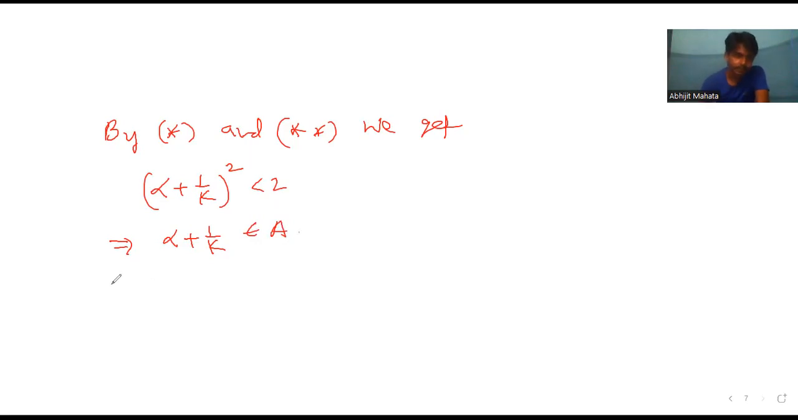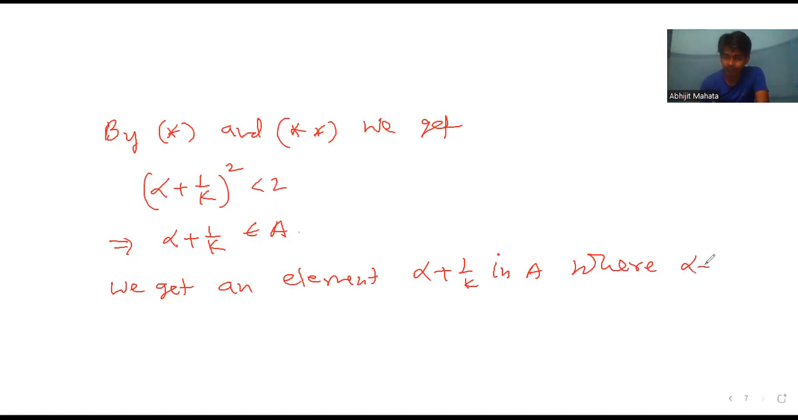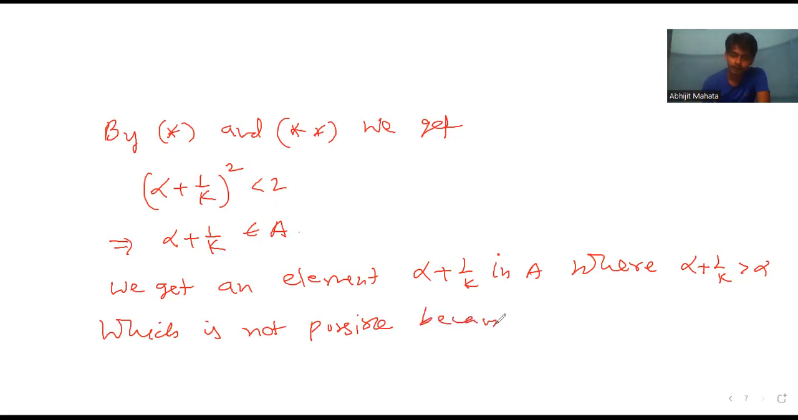So we get an element alpha plus 1 by k in A, where clearly alpha plus 1 by k is greater than alpha, which is not possible. Why? Because alpha is the supremum of the set A, our assumption. So we are getting that alpha square less than 2 is not possible.